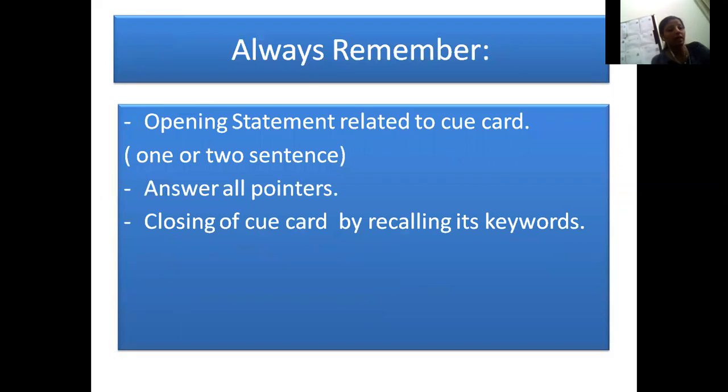Always remember, as I have already mentioned in my last video as well, that you should start your cue card with an opening statement related to the cue card, of one or two sentences, not more than that. You have to answer all the pointers they have given us. Also, we have to end a cue card by recalling all its main points or keywords.